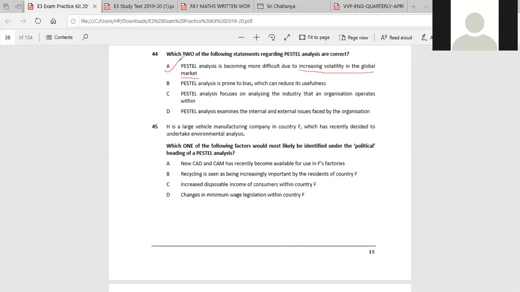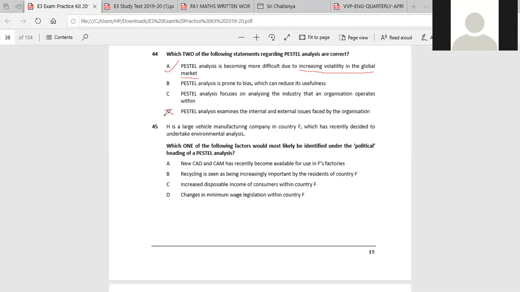Let's see D. Do you think it is internal and external? PEST is not about internal. So we can rule out D. So we are left with B and C. We have to choose any one of them.